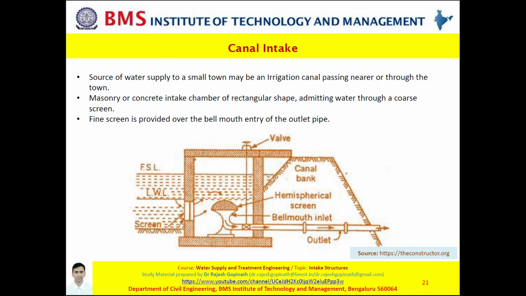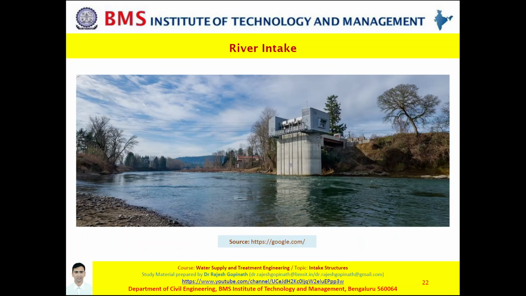Initially the coarse screen will take care of the impurities which are greater in size, or say for instance the floating matter itself. Further, on the bell mouth inlet there is a hemispherical screen, which is basically a finer screen, which will further reduce or hamper the entry of any impurity which can later impair the pumps or pipes in a water treatment plant. Now let us move on to the next slide, slide number 22.